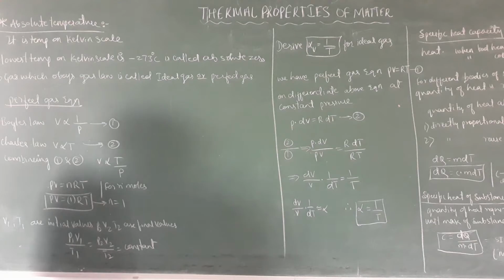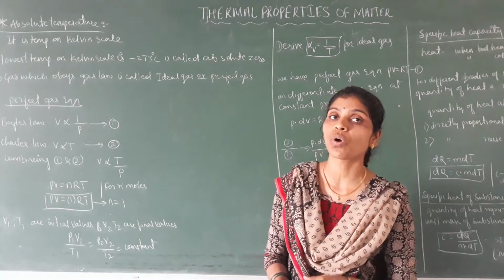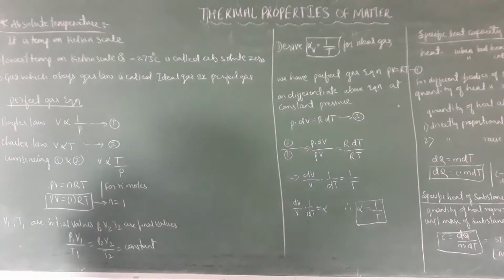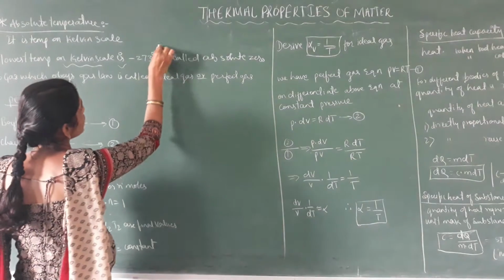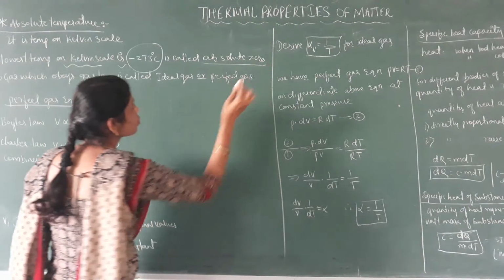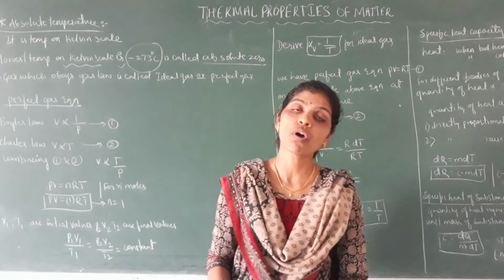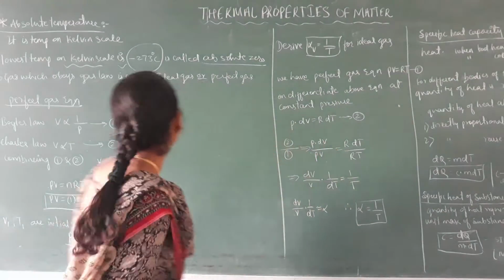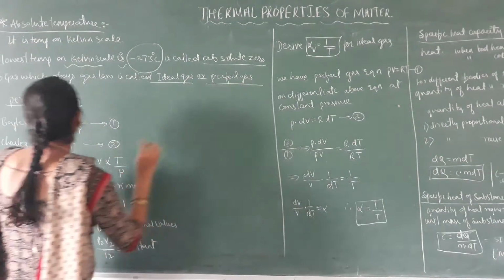Absolute temperature is the temperature on the Kelvin scale. The meaning of absolute zero is the lowest temperature on the Kelvin scale, which is almost equal to minus 273 degrees Celsius; that we call absolute zero. Here, the ideal gas equation or perfect gas equation refers to the gas which obeys all gaseous laws. So that we call an ideal gas or perfect gas.